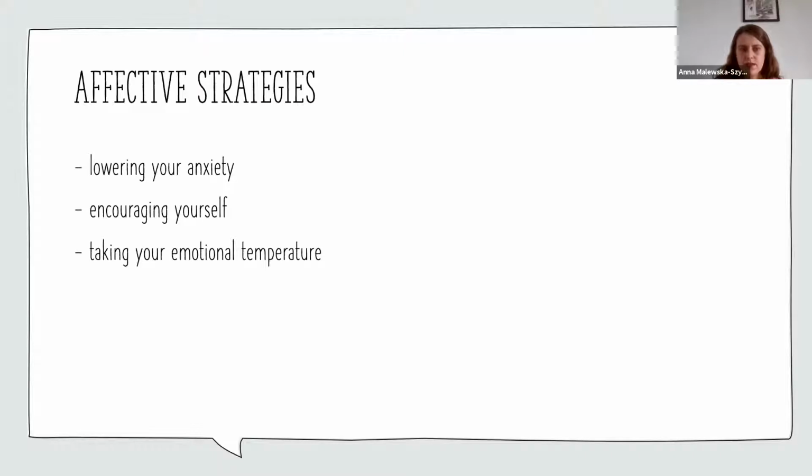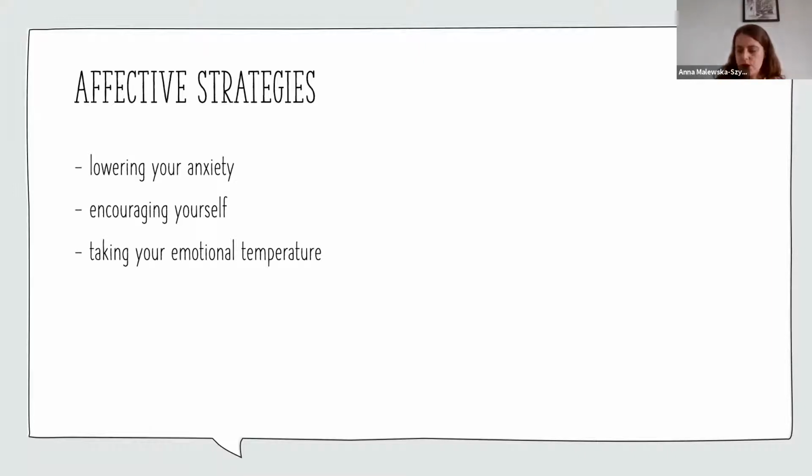So they may encourage themselves by, for example, thinking what they can achieve. If they learn English well, they can, for example, go abroad. They can take part in the Erasmus project, for example, or they can study abroad. They can take some exams like IELTS or TOEFL, and then study abroad or go abroad to get some other experience. For example, work abroad and use this later on in their career.